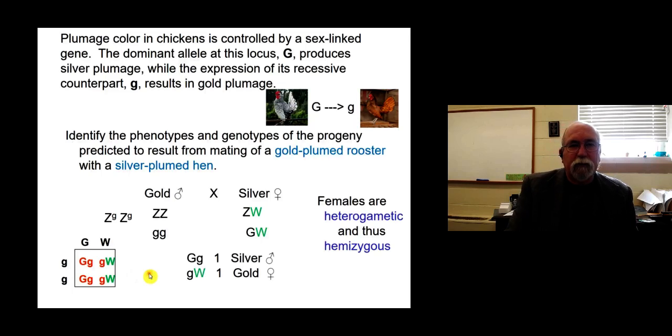So the answer to this is this. You get one silver individual for every one gold, and very specifically, the silvers are going to be males and the golds are going to be females, right? This is classic crisscross. This is a case where dad, which is gold, made all the daughters gold, and where mom, who was a dominant silver, made all the sons silver. So it's a classic crisscross that we see not in every sex-linked cross, but in many, many of them, okay?